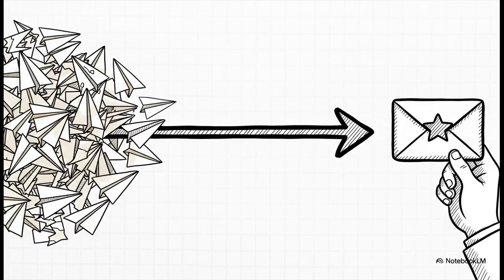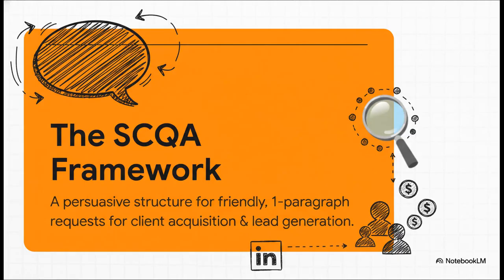But what if I told you there's a simple, structured way to cut right through all that noise? A method that isn't complicated at all, but is, well, kind of like a cheat code for getting noticed. It's called the SCQA framework, and it's designed to do one thing really well. Help you write a friendly one-paragraph connection request that actually gets read and, more importantly, gets a response. It's all about lead generation, but in a way that feels natural.